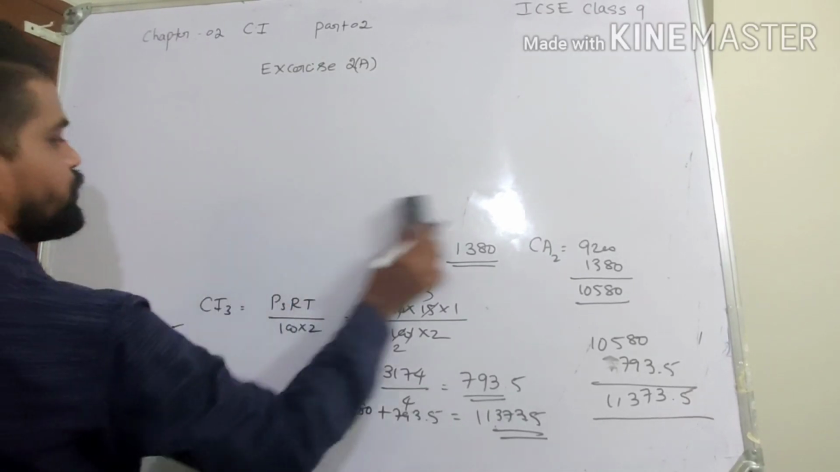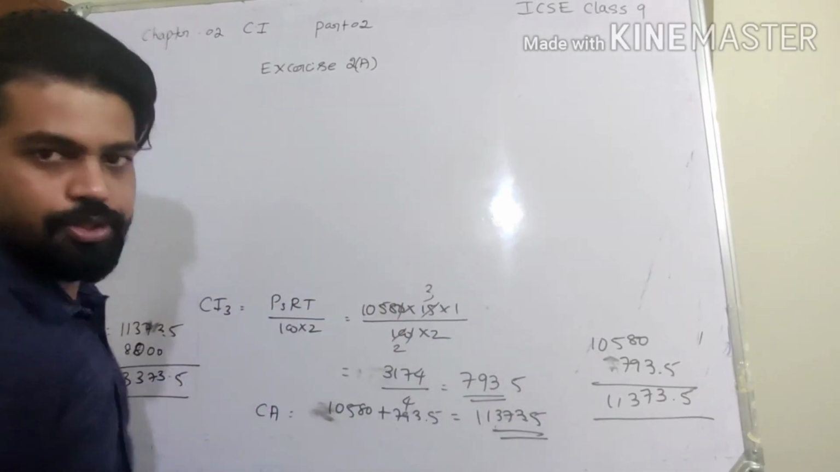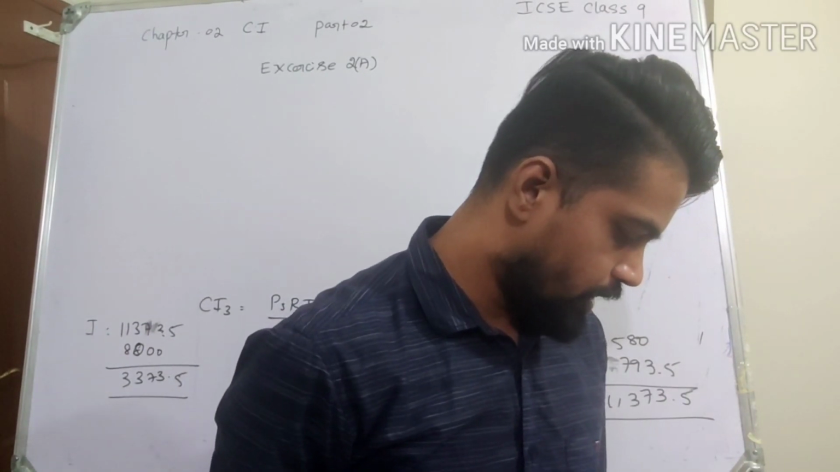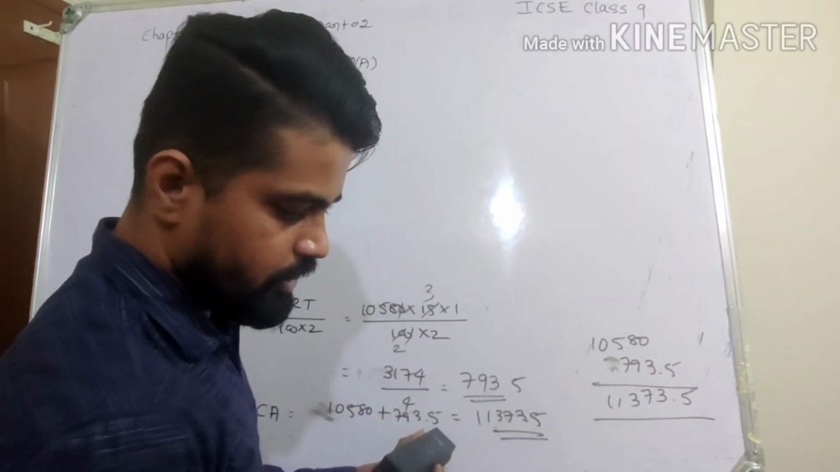So coming to third question. Please read the third question. The third question is: calculate the amount and the compound interest on 4,600 in 2 years.